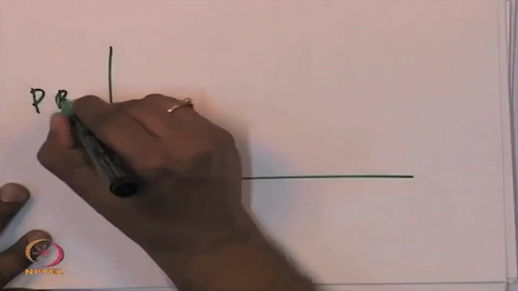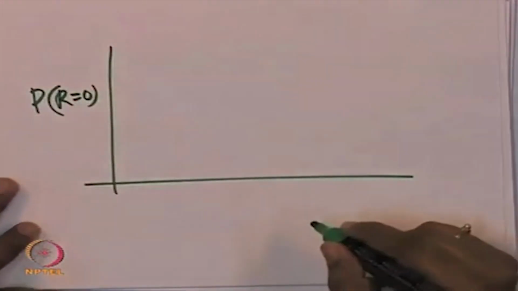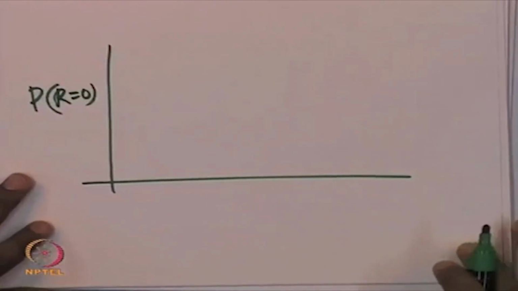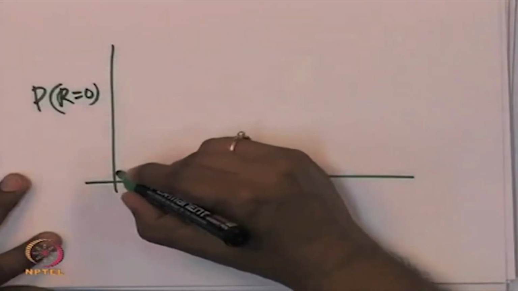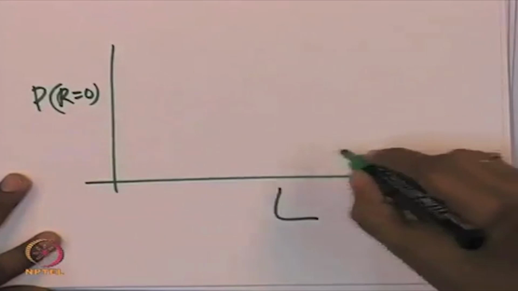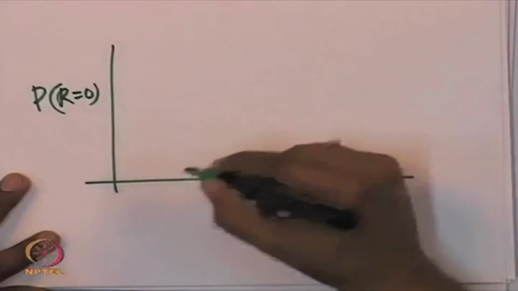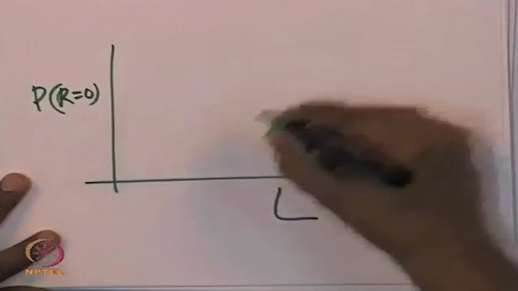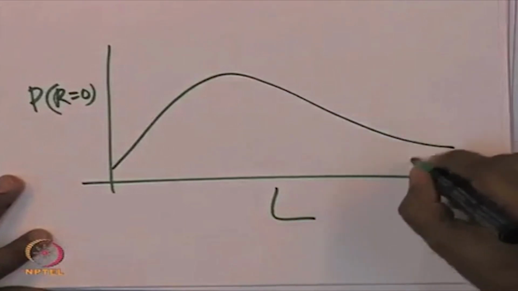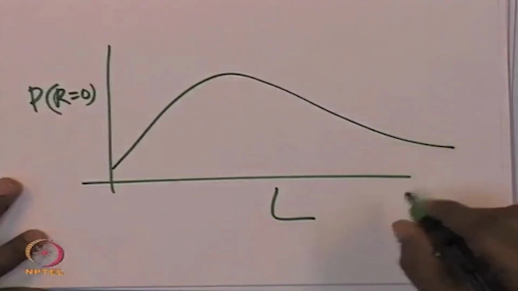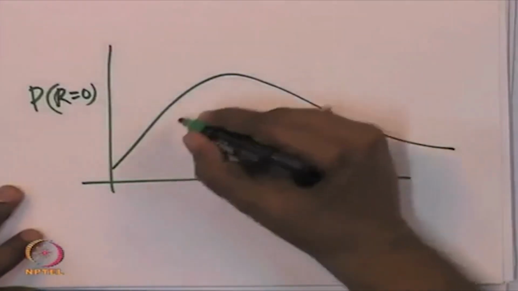Now, you can ask the question, what is the probability that it will come together? So, now you can plot P of r equal to 0 versus L. This all can be calculated either numerically or using the same techniques that we discussed. It turns out that it has some behavior which is non-monotonic. That means it increases and decreases in a particular manner.